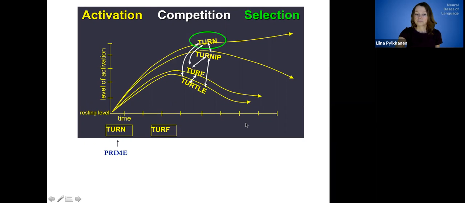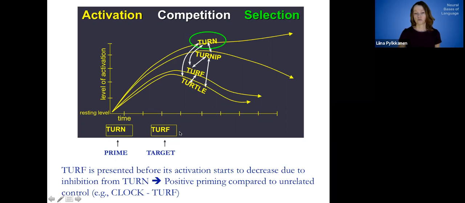So we imagine that that's the prime, and now if the target turf, like I was just sketching, is presented very shortly after the onset of the prime, then you could get a facilitatory effect for that target. So a faster button press time than if it was preceded by something totally unrelated, because you would get that boost of activation. It's still benefiting from the phonological neighbor.